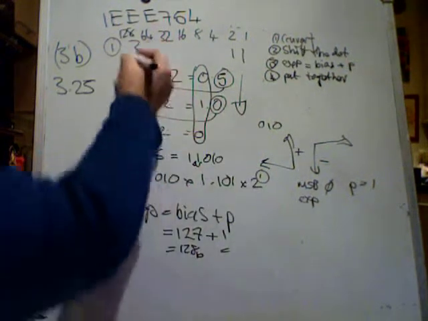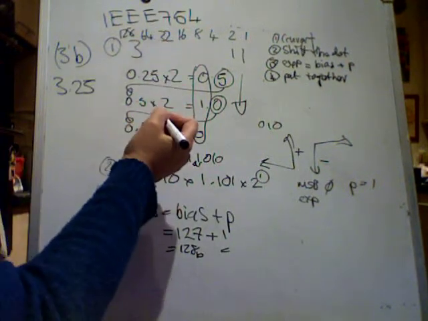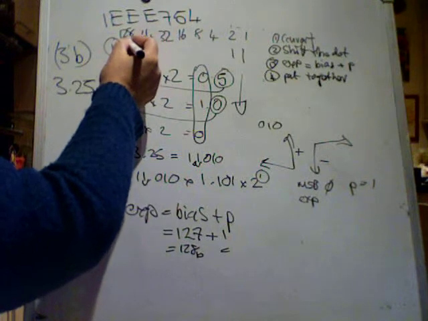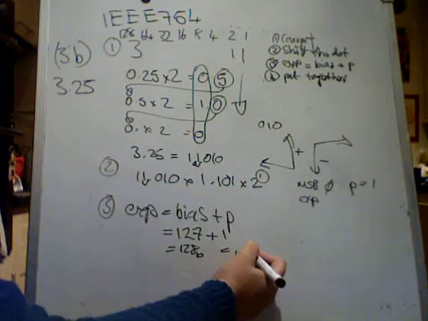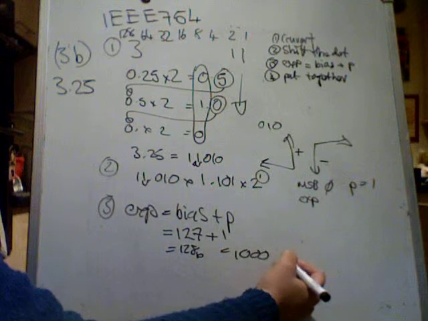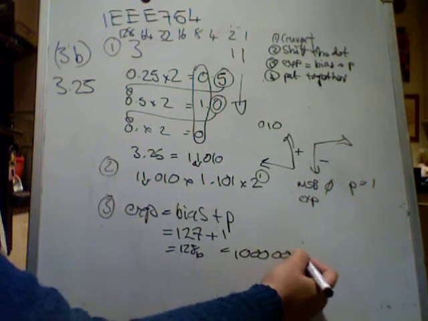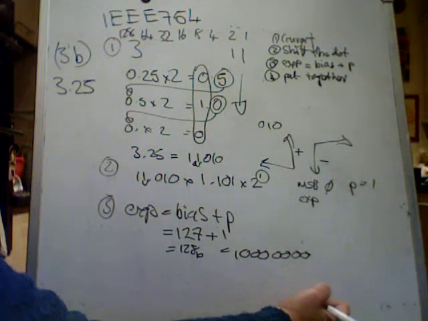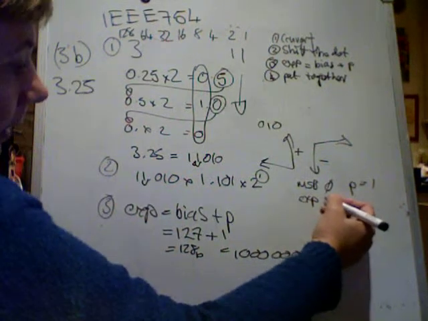We can translate that into binary, and it would be 1, 0, 0, 0, 0, 0, 0, 0. So now we've got our exponent.